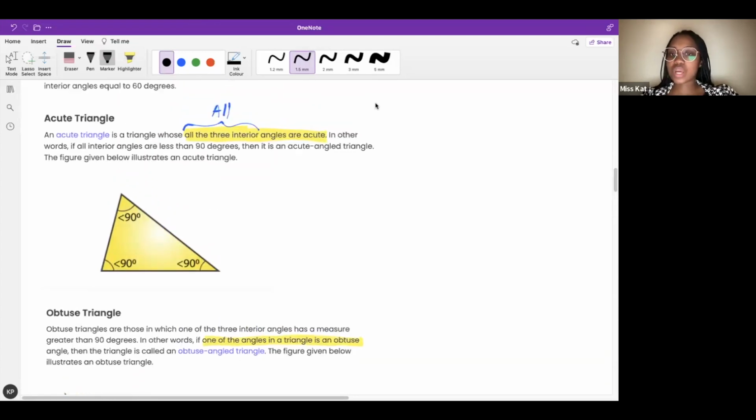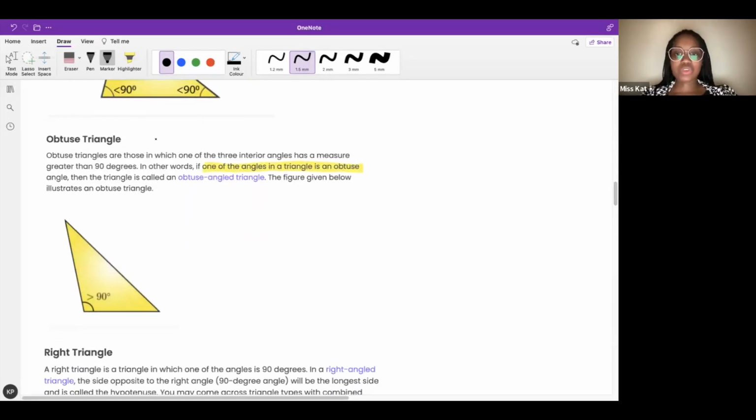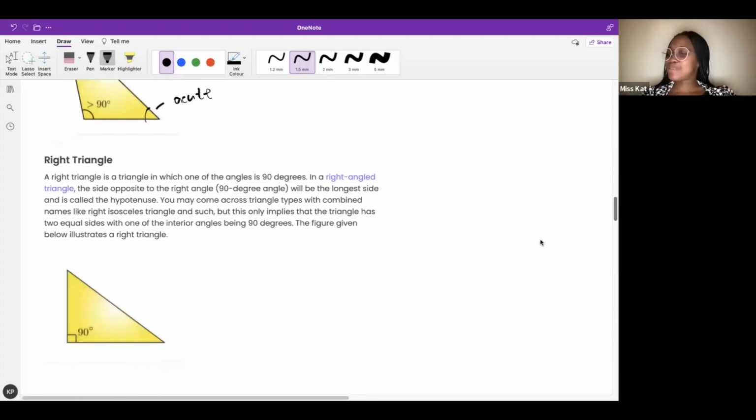There we go, Andrea. You can screenshot quickly. So the one angle will be greater than 90, but the other 2 will have to be less than 90. So in an acute triangle, all of them are less than 90, but in an obtuse triangle, one of them is greater than 90, and the other 2 will be acute angles. So this guy over there, and this guy over there will still be acute.